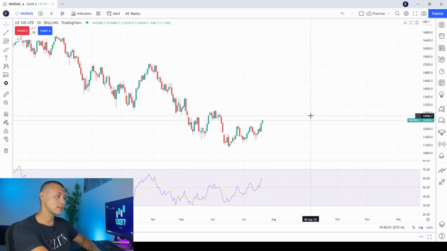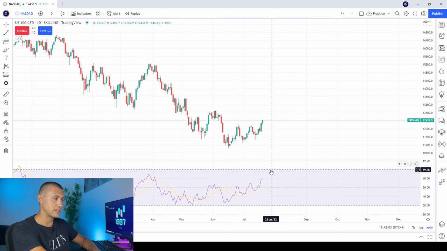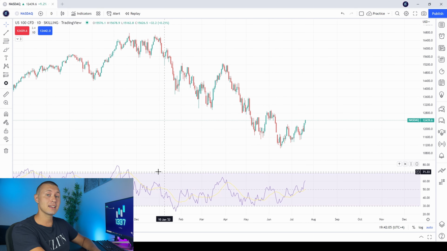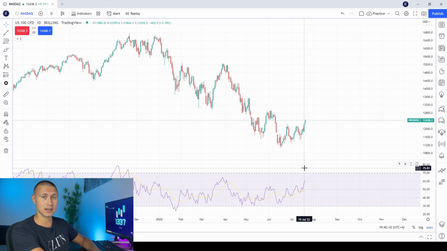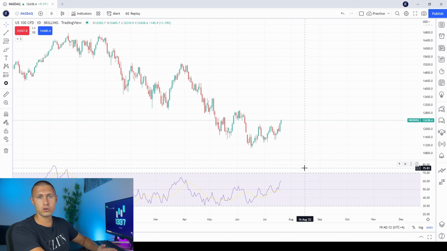Basically, whenever RSI crosses over the area of 70, it is considered an overbought area, and that is usually a signal to sell or to short a certain instrument, stock or whatever.